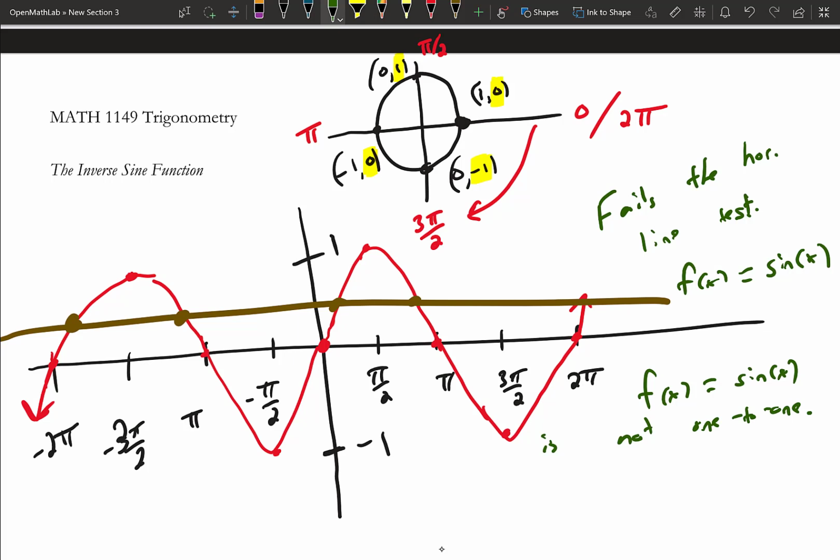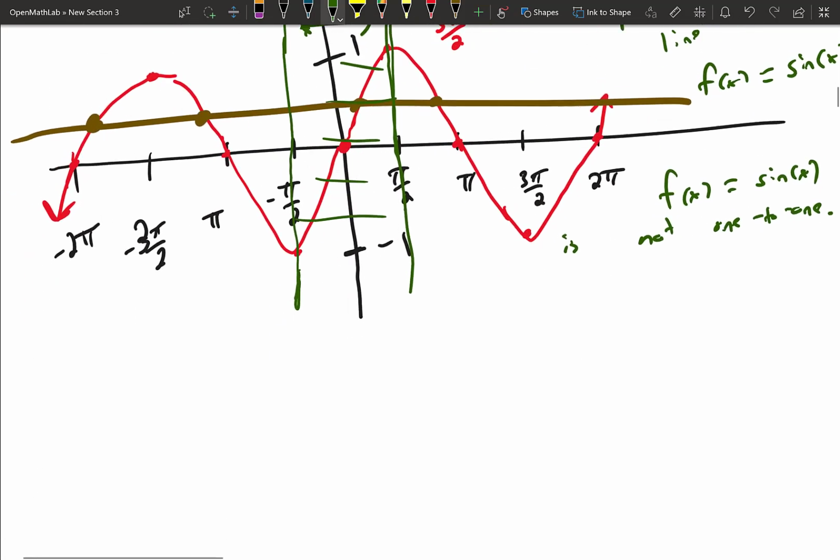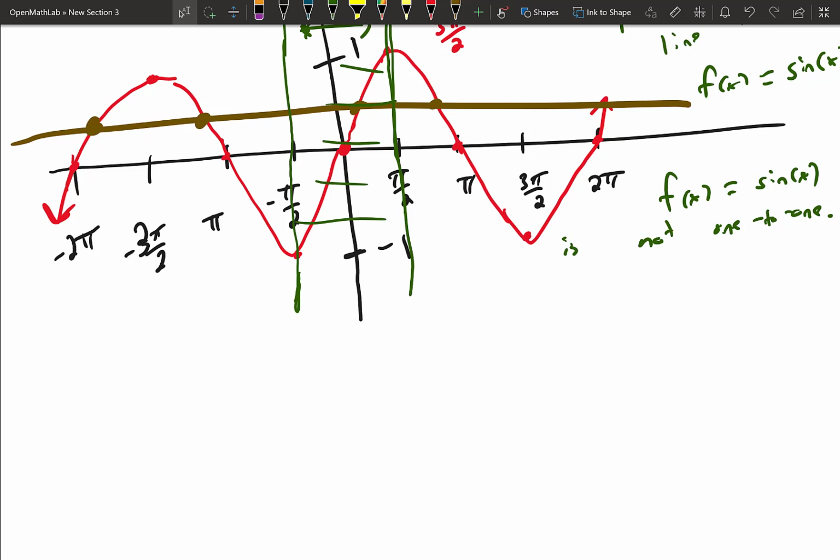Now we're trying to think about how I can cut this graph in a way where it is 1-to-1. It turns out that the preferred way is cutting it at negative pi over 2 and pi over 2, because if I cut it at these spots, the part in between these green lines would be 1-to-1. If I put in horizontal lines anywhere here, it's not going to cross more than once. So what we're going to say is let's limit the domain to be in between negative pi over 2 and pi over 2.